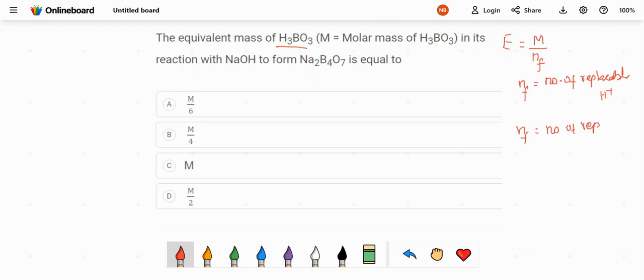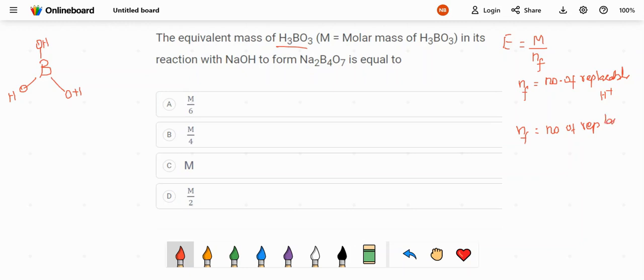But here this is not a base. The structure of boric acid will be like this. But OH is not at all attached to a metal atom. Boron is a non-metal. That is why OH can behave only like an acid. It will not be donated as OH minus. In NaOH, OH minus will be donated in water. But here it is not possible because boron is a non-metal. When OH is attached to a non-metal, it can behave like an acid. That is, OH cannot be released, but instead H plus can be released.